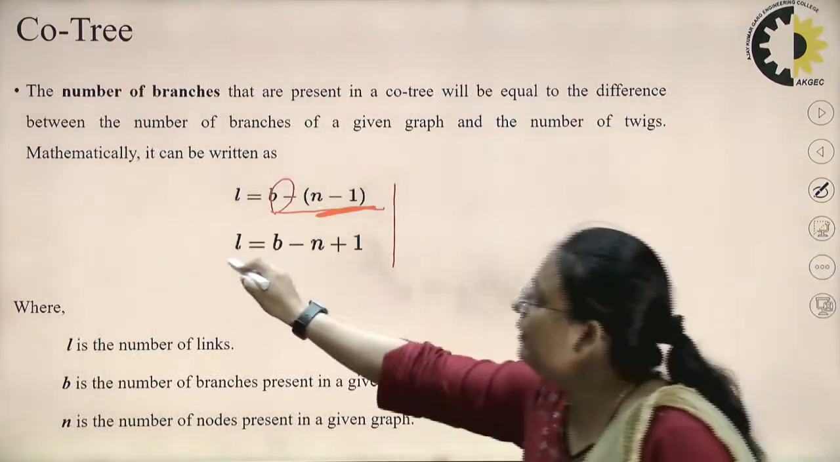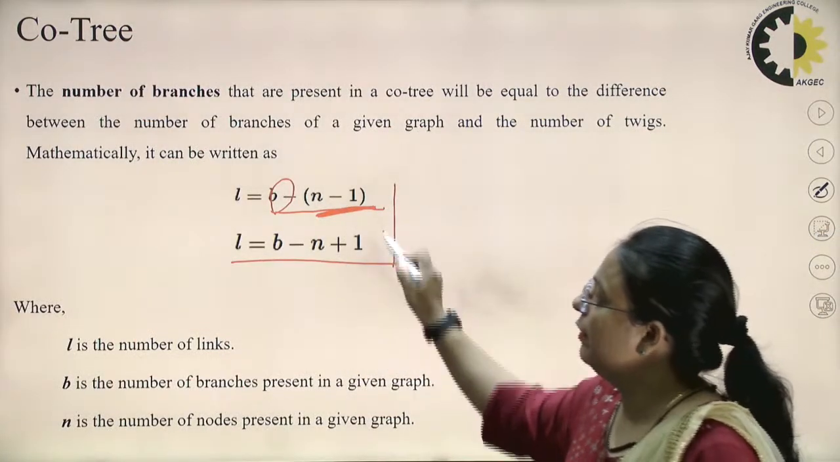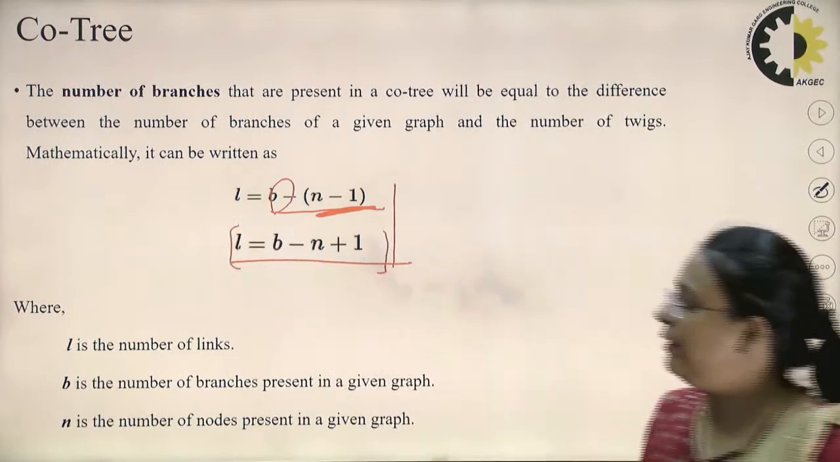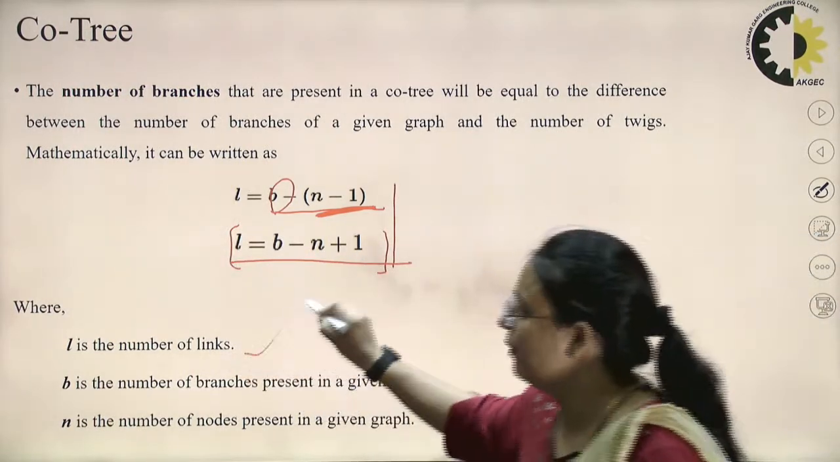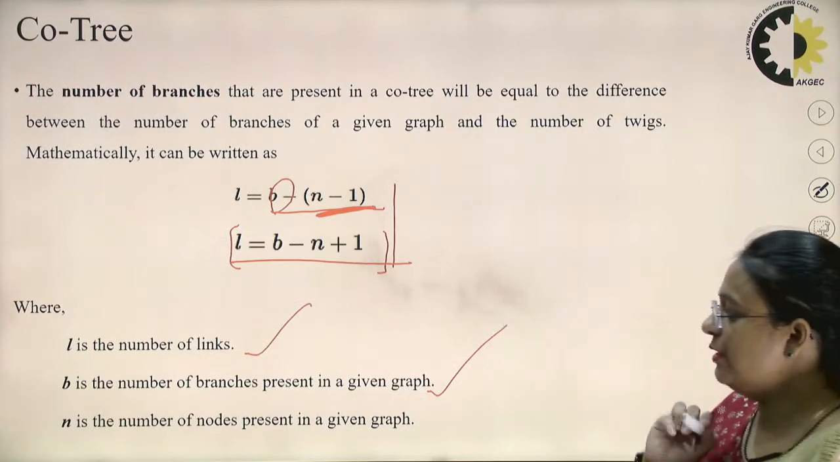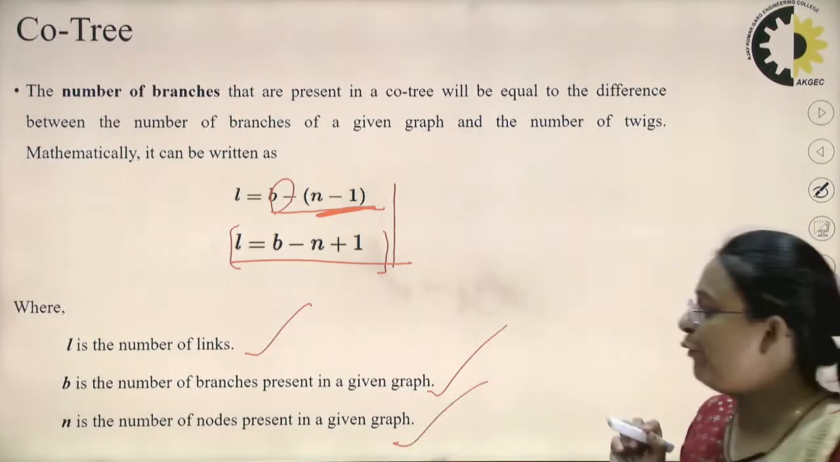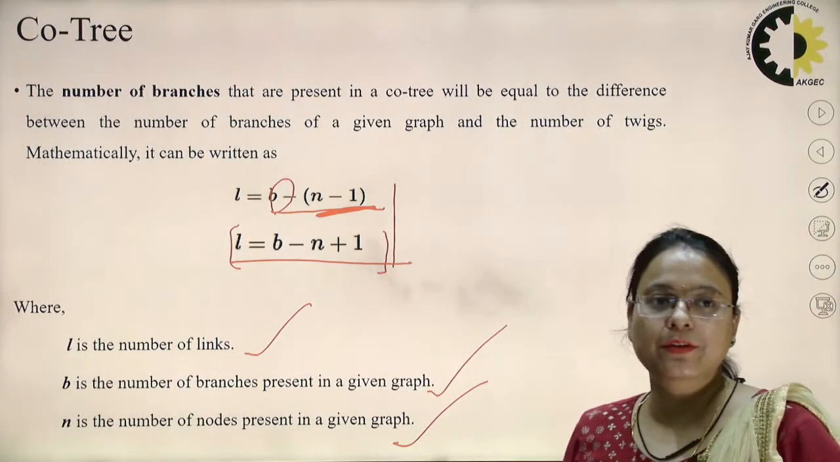So here B minus (N minus 1), you can simplify it and you can write it L equals B minus N plus 1, where L is the number of links, B is the number of branches present in any graph, and N is the number of nodes present in the given graph.